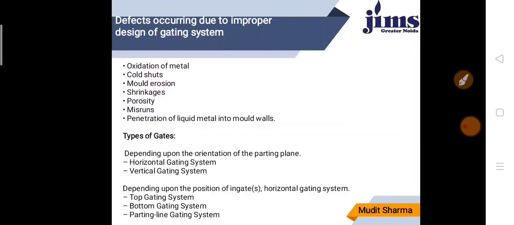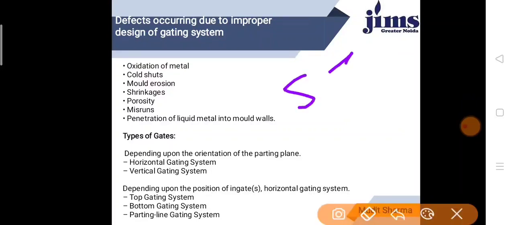One other gate we also use in casting is the step gate. In a step gating system, the metal enters the mold cavity through a number of ingates or gates which are arranged in vertical steps.